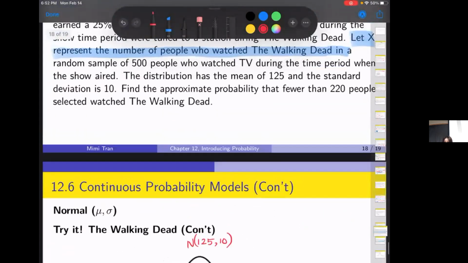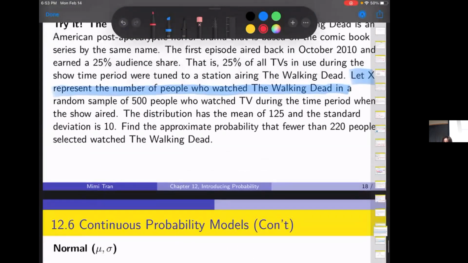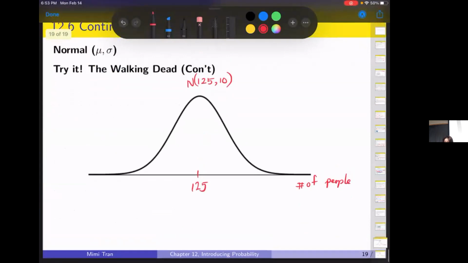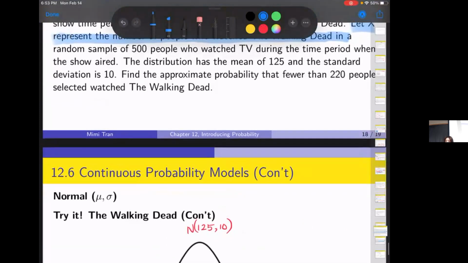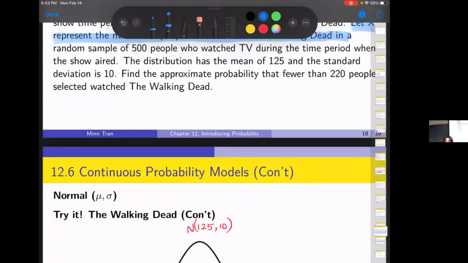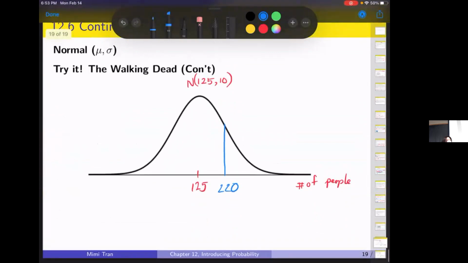What do I want? You guys have done this before. Find the approximate probability that fewer than 220 people choose to watch The Walking Dead. 220, maybe I'll use blue, somewhere here, 220. Should I shade left or shade right? Fewer than 220. Less, right? Less, so you shade to the left.